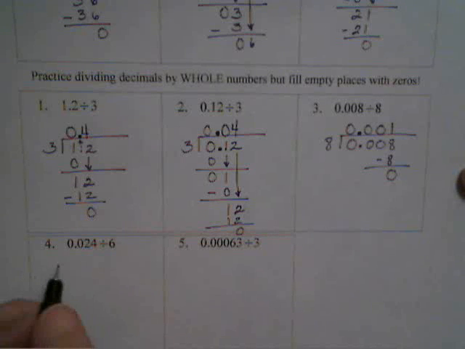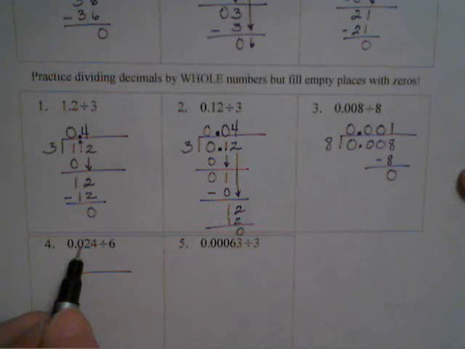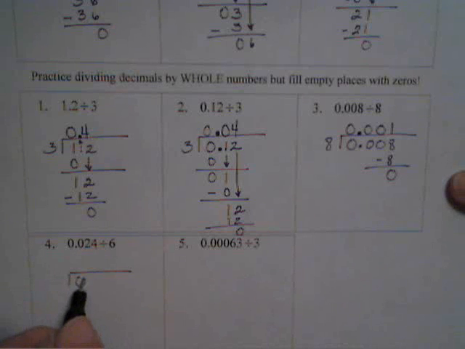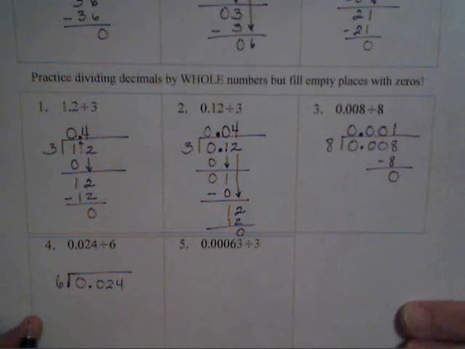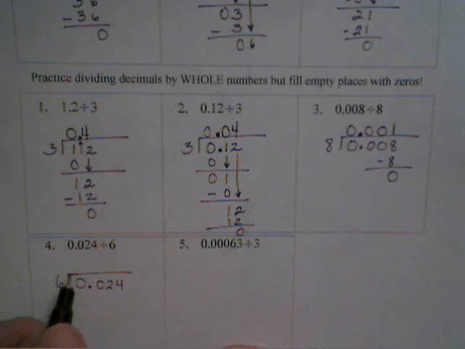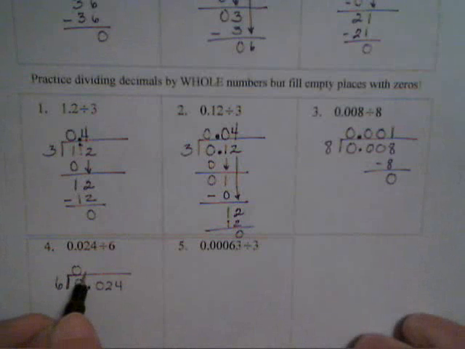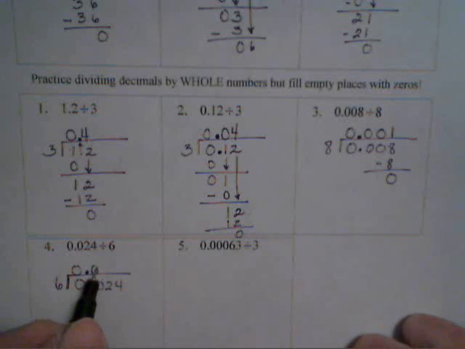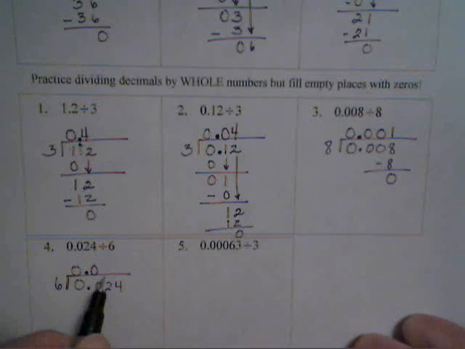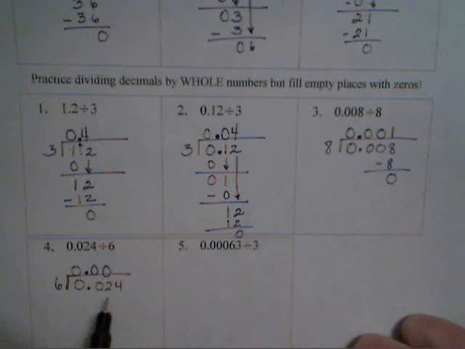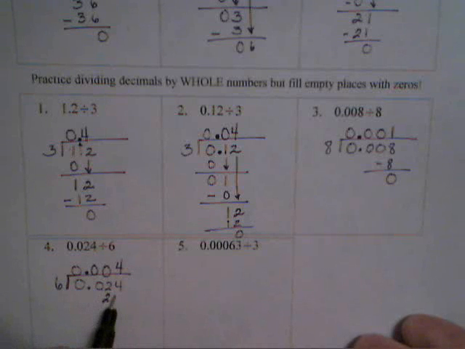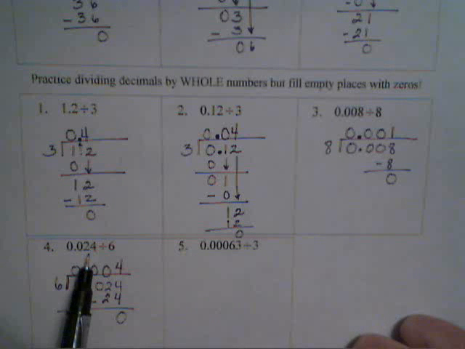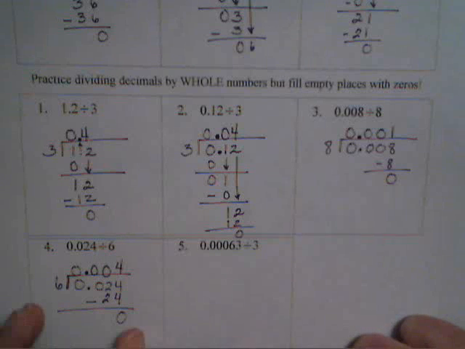Here we go with number 4. Let's see what I have here. Tenths, hundredths, thousandths. So here I have 24 thousandths divided by 6. Alright, let's do it that shorthand way. 6 will go into 0, 0 times. Float up my decimal. 6 will go into 0, 0 times. 6 will go into 2, 0 times. 6 will go into 24, 4 times. Well, 6 times 4 is 24. I subtract, I get 0, and I'm done. So 24 thousandths divided by 6 is 4 thousandths.